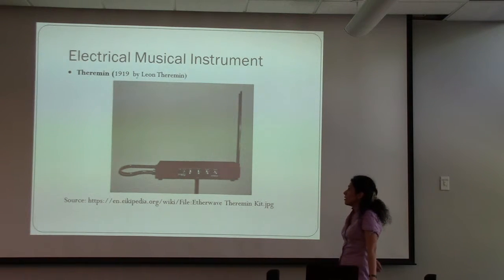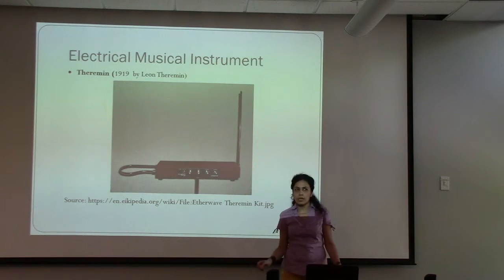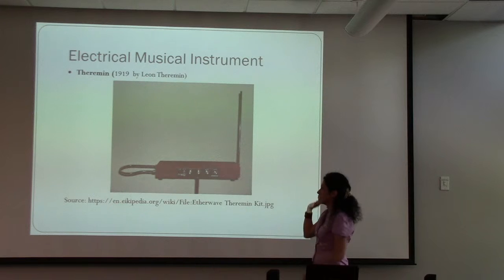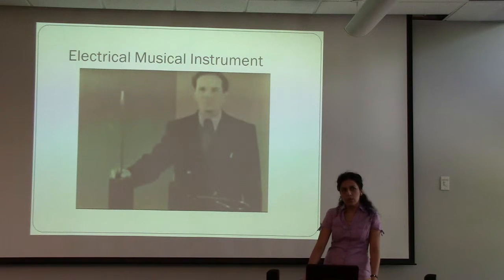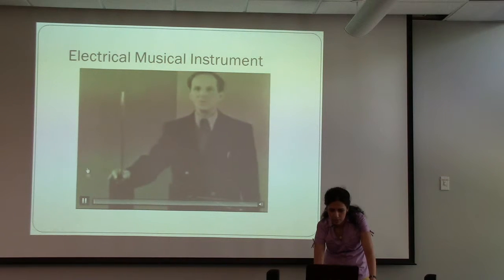One of the first useful electrical musical instruments was the theremin. You may have seen it before. It has two antennas and it can control the pitch and volume, just by the distance between the hand and this antenna. This instrument was developed by Mr. Theremin in 1920, and this video shows Mr. Theremin playing this instrument.